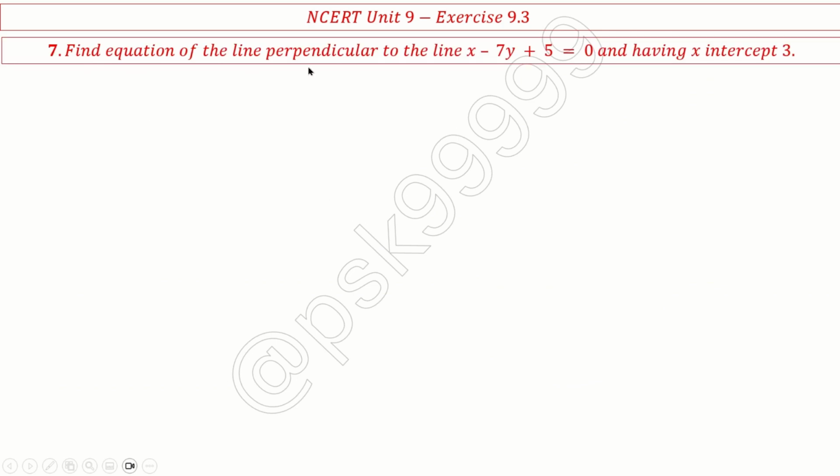Next, find the equation of a line perpendicular to this line and having x-intercept as 3. You can do it two ways. Since it is the x-intercept, the line goes through the point 3 comma 0. That is one way, and the slope you can take as the perpendicular slope of this line. So that is one way.